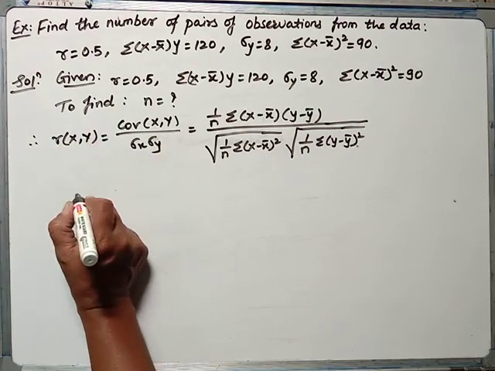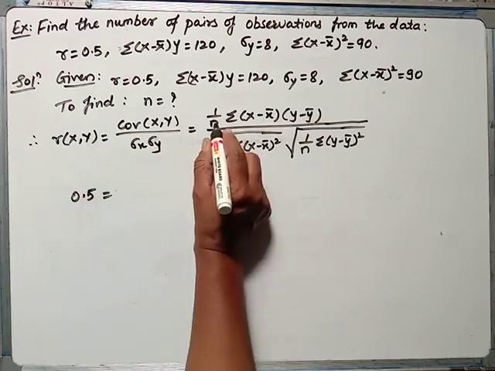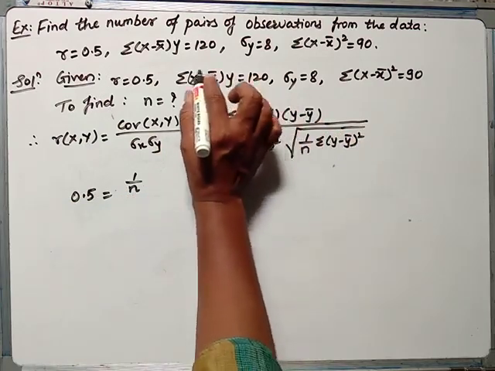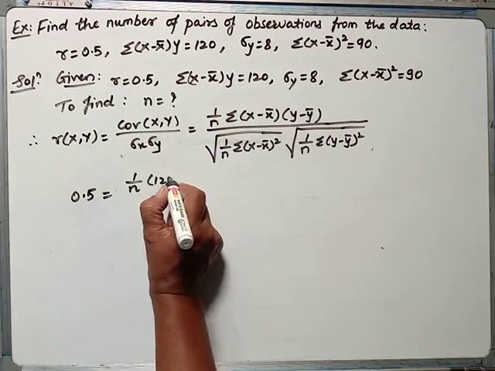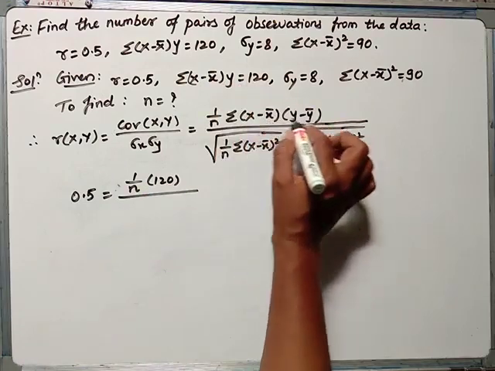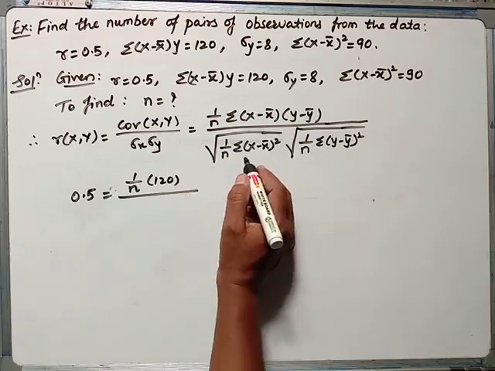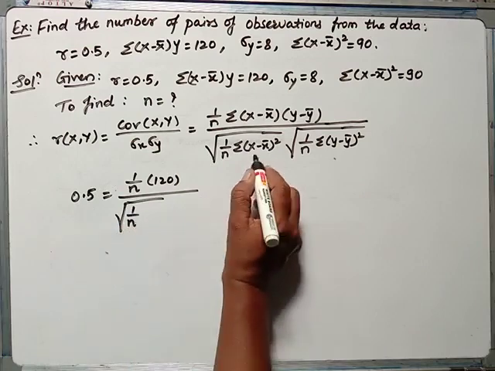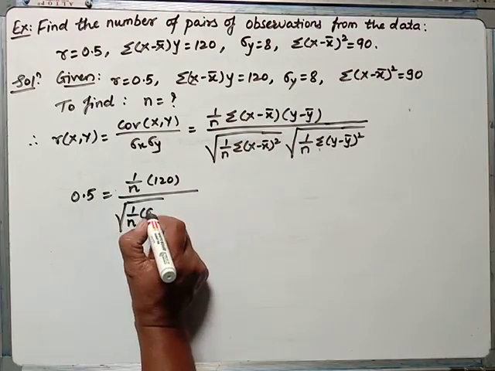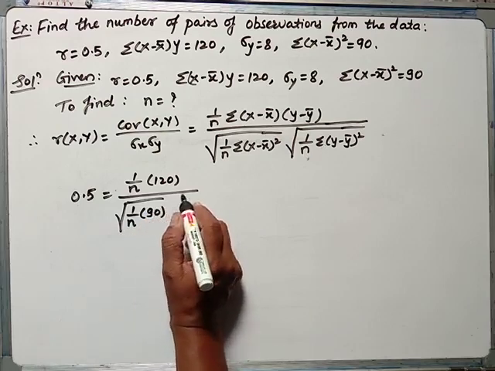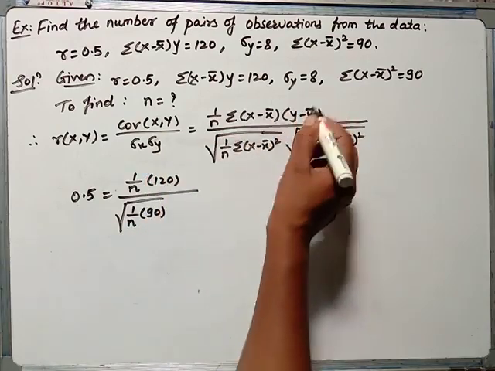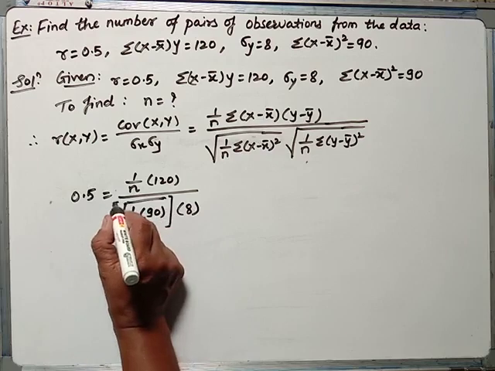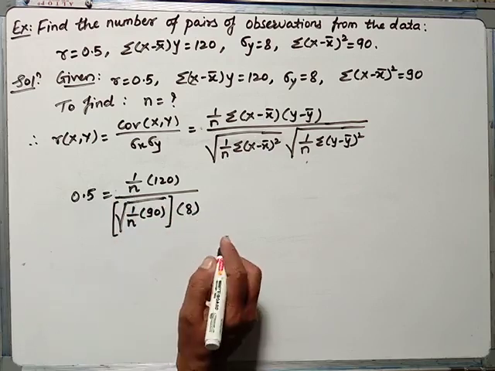Okay, so what is here with us? This R is 0.5. N is unknown, so keep it as it is, 1 upon n. This sum is given to us, that is 120. Some part will become 0 in that product, that's why this is given to us. Now here, root of 1 upon n, this sum is given, that is 90. And here sigma y is given to us, it is 8. This is in square root only. This 8 is not in a square root, remember.